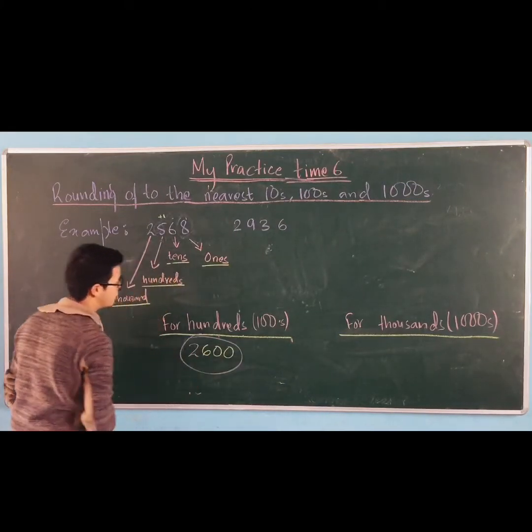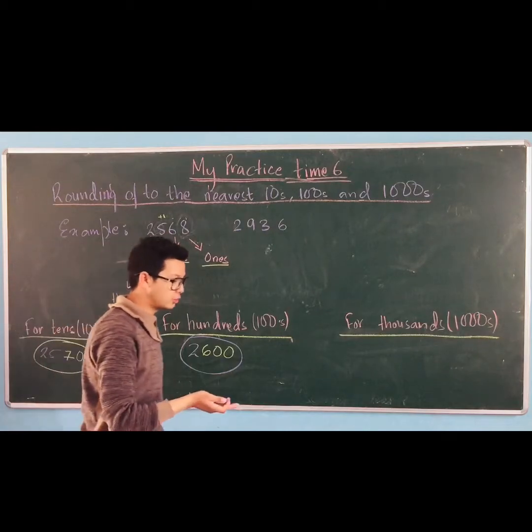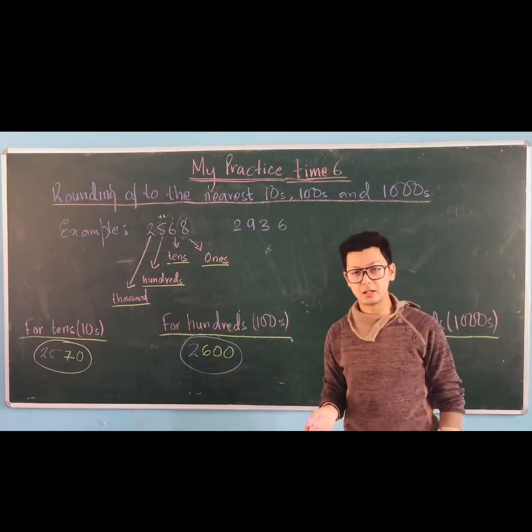So this is the rounding off of hundreds. Now moving on to the next rounding up, that is 1000.